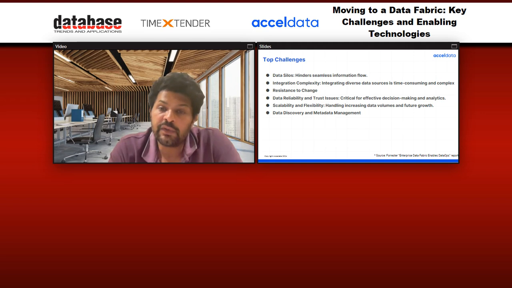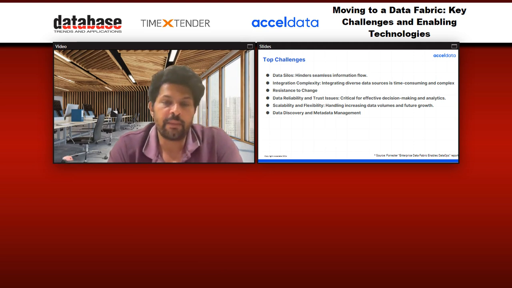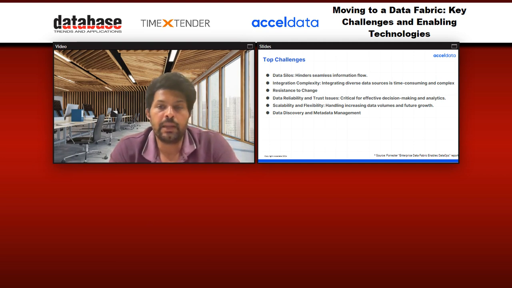One of the most critical things we've seen is around data reliability and trust issues. You move data into a data fabric, you connect all of your data, and now you're going to make all these decisions based on this new data fabric architecture. Can you really trust it? Do you want to make a multi-million-dollar business decision, which can have a direct impact on your bottom line and on people's livelihoods, based on bad data? And the other thing which is talked about much less is scalability and flexibility.